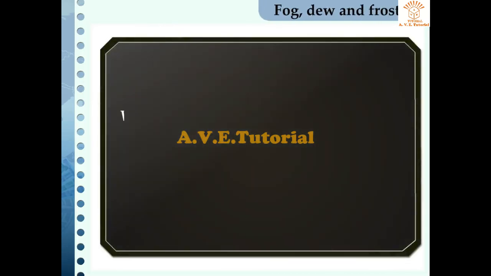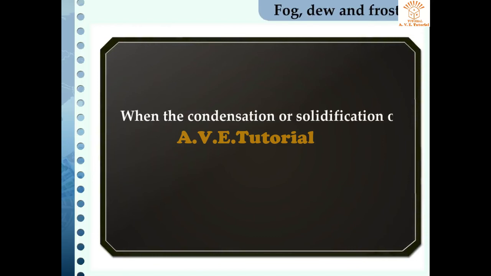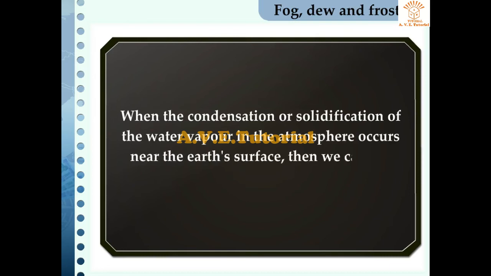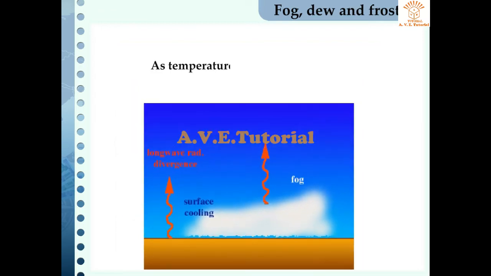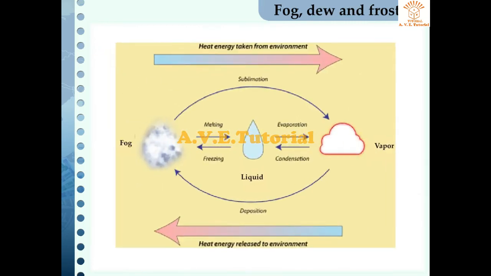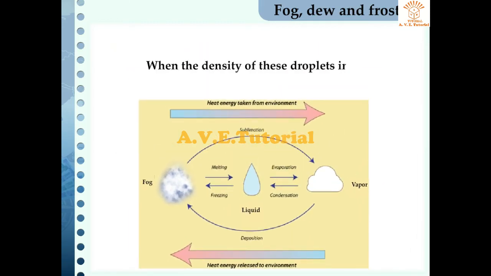Fog, dew, and frost. When the condensation or solidification of the water vapor in the atmosphere occurs near the Earth's surface, then we can see fog, dew, or frost. The temperature of the layers of the air near the surface of the Earth reduces. As temperature reduces, water vapor condenses. In this process, vapor turns into microscopic water particles and floats in the air. When the density of these droplets in the air increases, fog occurs.